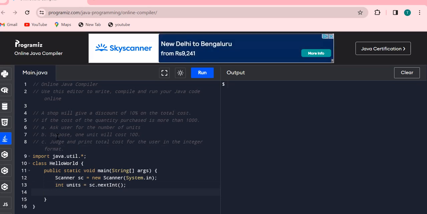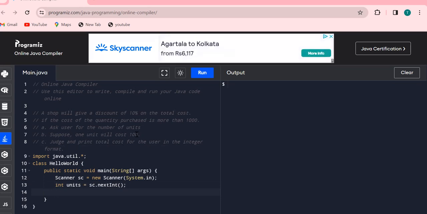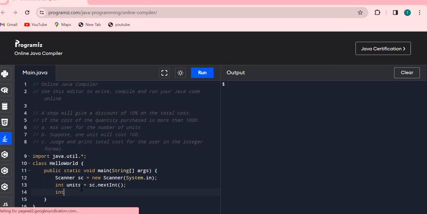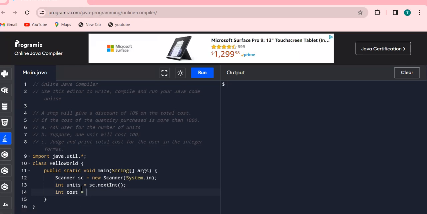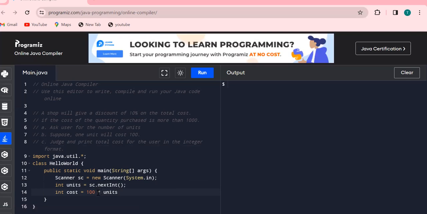So what is the second point? Suppose 1 unit will cost 100. So we have to multiply 100 into units. What I did is, we have to take units from the user, so the cost is 100 into units. Like 1 unit will cost 100, so however many units we take, that many times the 100 will be multiplied with the units.